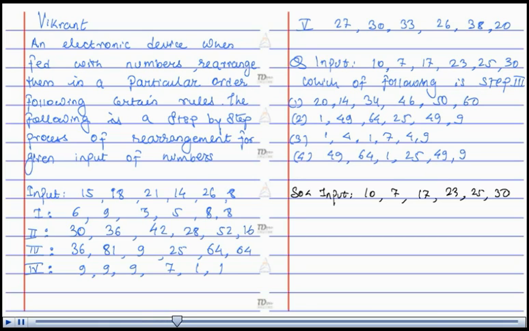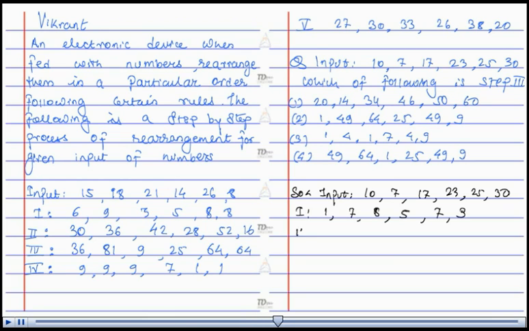If you look at step 1, from the given input we can analyze that in the first step you have to add all the digits one by one, that is 1 plus 0 is 1, 7 as it is, 7 plus 1 is 8, 2 plus 3 is 5, 5 plus 2 is 7, 3 plus 0 gives you 3.